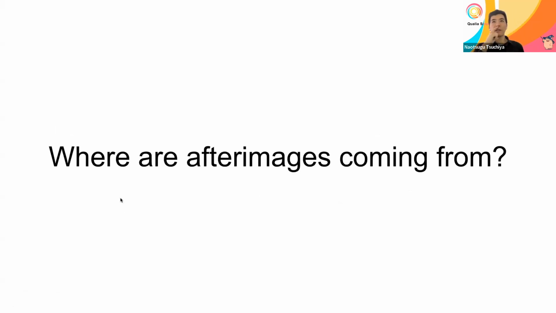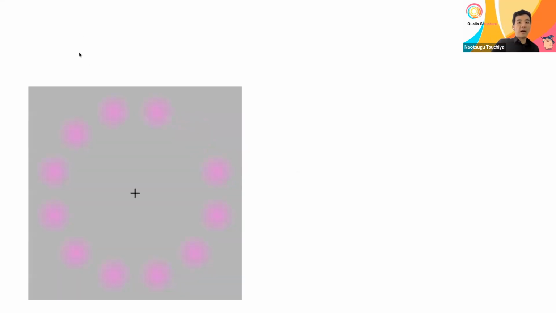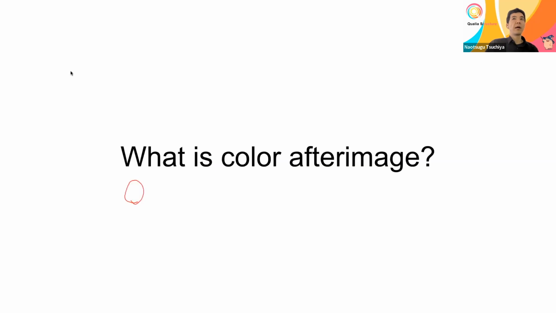So where are afterimages coming from? That's the next topic. So here's the lilac chaser again. And just to remind you, if you fixate here, then you see the green dots moving around, and then you don't see even the pink things anymore, which is very weird. One explanation of this lilac chaser involves a concept called afterimage. So I'll just explain what it is.